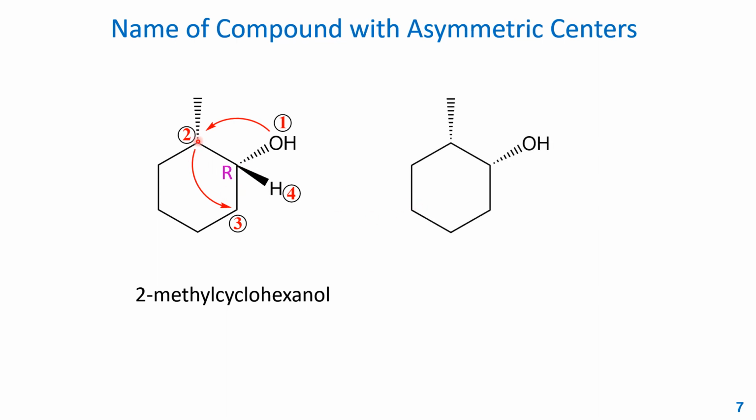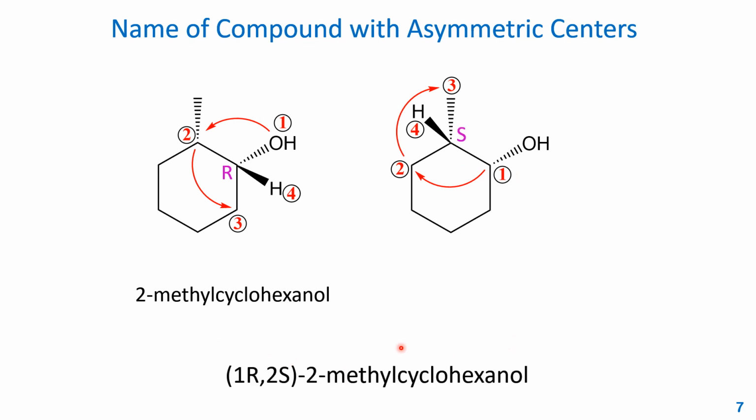And then this asymmetric center is here, so you should have a hydrogen pointed to you also. Now assign the priority. This is 1, 2, 3, 4. Okay, and then 1, 2, 3 is clockwise, but again, this hydrogen is pointed to you, so you have to reverse it to S. So the final name should be 1R, 2S, 2-methylcyclohexanol.